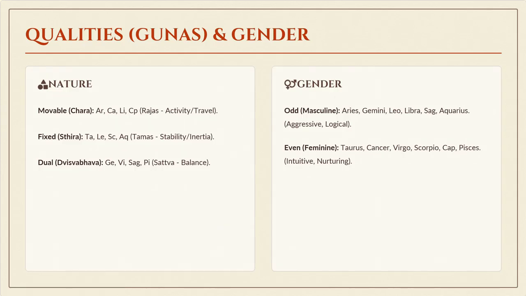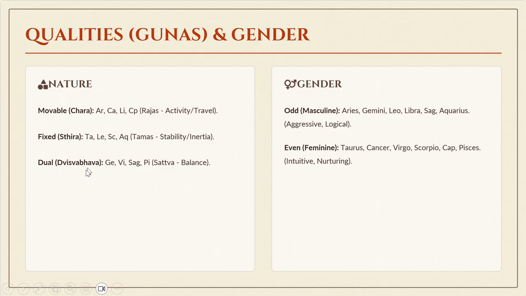Then this is another slide, and it is very important. Rashis also have a nature: Char, Sthir, Dvisvabhav. And Char, Sthir, Dvisvabhav is very much used in prediction. This is very simple. The first Rashi will be Char, the second will be Sthir, the third will be Dvisvabhav. Then the fourth will be Char, the fifth will be fixed, the sixth will be Dvisvabhav. So Char, Sthir, Dvisvabhav means moving, fixed, dual.